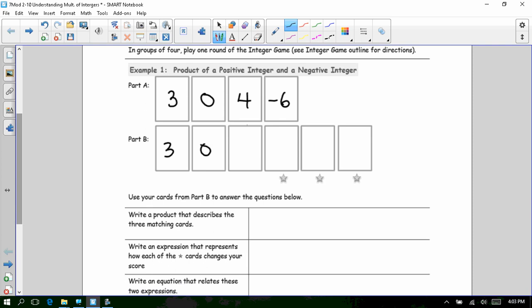3, 0, 4, -6, but you'll notice I'm going to rewrite it a couple more times, right? I'm going to put a star on that one. I'm rewriting that one, okay? So now I'm going to answer my questions based off of that part B, off of those cards that I have there.